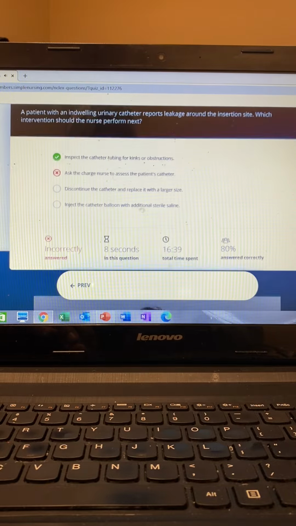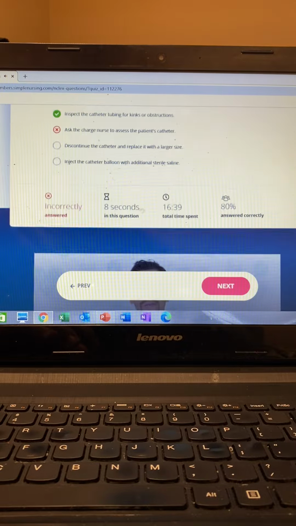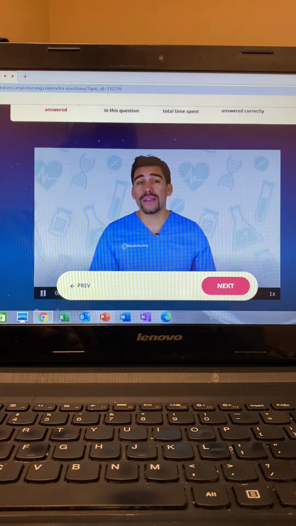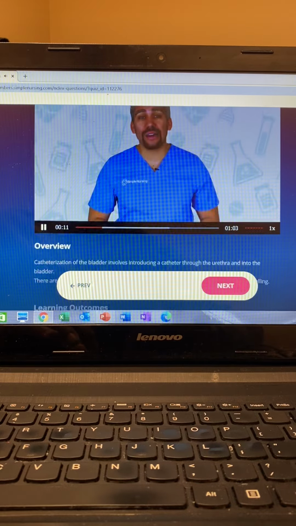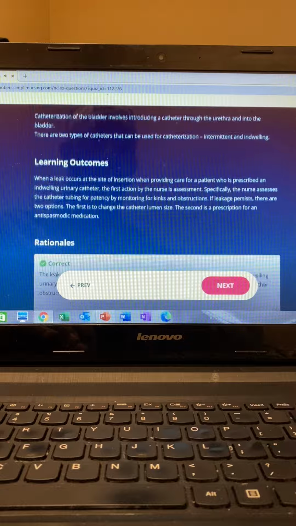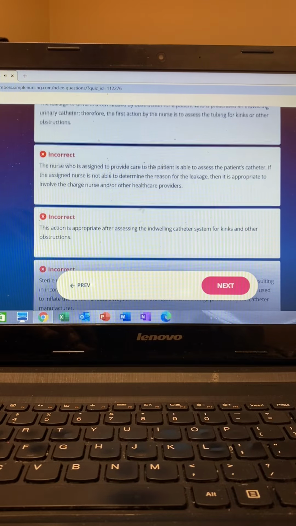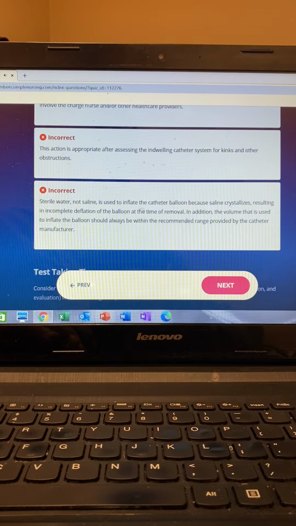Now, using our 3 steps, let's break this down. This question is asking what to do next for a key problem, patient with an indwelling urinary catheter that says it's leaking around the insertion site. So guys, the biggest thing we're thinking about is the tube might be compressed. So the solution is assessing the catheter tube here.